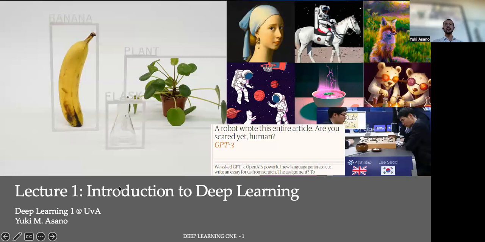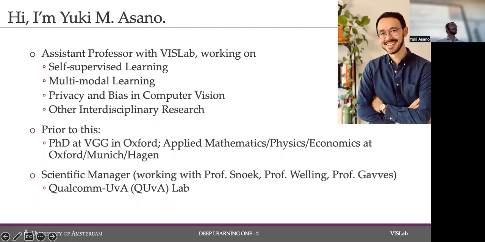But first of all, who am I? My name is Yuki. I am an assistant professor with the Video Image Sense Lab here at the University of Amsterdam. I work on self-supervised learning, multimodal learning, privacy and bias in computer vision, and some other research directions. Before that, I did my PhD in Oxford at the Visual Geometry Group, and before that applied mathematics, physics, and economics. So I don't really have the computer science background, which should hopefully make this lecture a bit easier to understand, I'm thinking, for you, because I didn't have the proper training in a way to do deep learning, but now all I do is deep learning indeed.